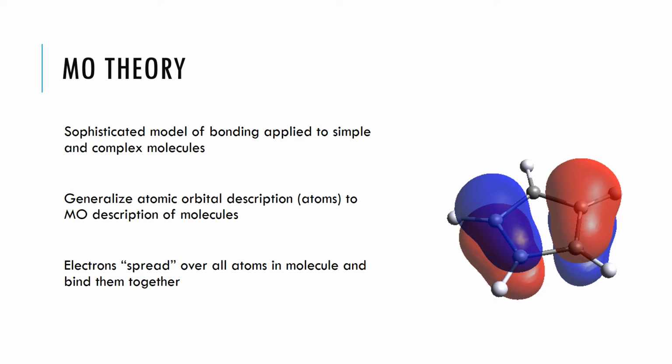So molecular orbital theory in its essence is a sophisticated model of bonding. And we can apply it to very simple molecules. So we can apply it to the kinds of molecules we've been looking at, basic, very simple, often diatomic molecules such as hydrochloric acid or perhaps hydrofluoric acid. But we can apply this to much more complex systems and gain understandings about energy levels within those systems.